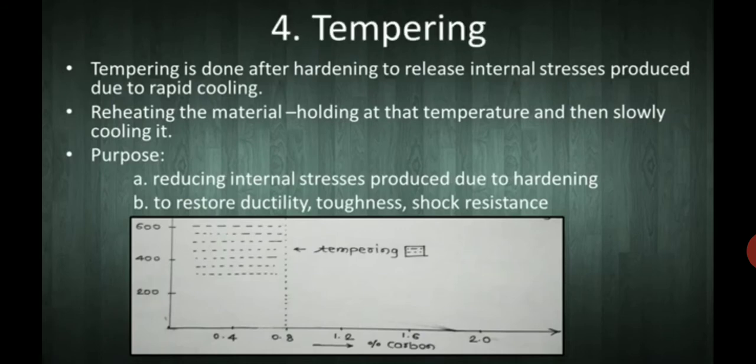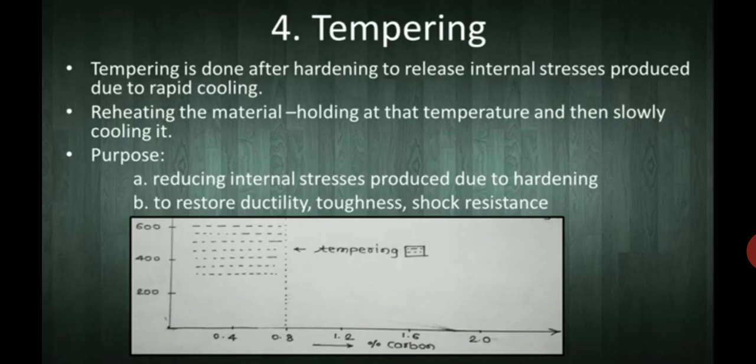Next is tempering. Tempering is done after hardening. Hence, we call it as hardening and tempering. Tempering is done to release internal stresses produced due to rapid cooling in hardening process. In tempering, the part is reheated to temperature less than hardening temperature, and it is held at that temperature for some time and cooled slowly. You can see the tempering temperature range in the figure.